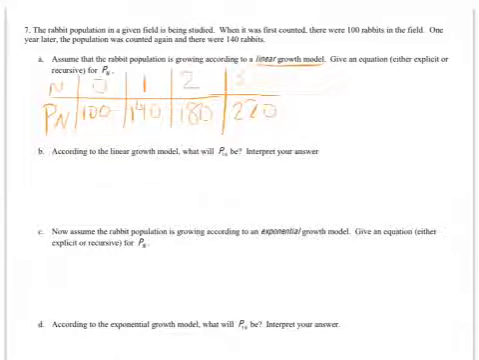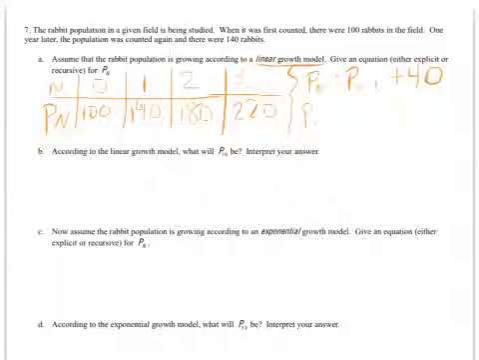So if I wanted to write an equation to represent this sequence, if I did a recursive one, I would say, well, p sub n should be equal to p sub n minus 1, that is the population from the previous year, plus 40 more rabbits. And if I wanted to do an explicit equation, that would be p sub n is equal to, well, how many I started with, 100, and then I add 40 over and over and over again, n times. So I do plus 40n. So that's my recursive and my explicit formula, based on the table I made.